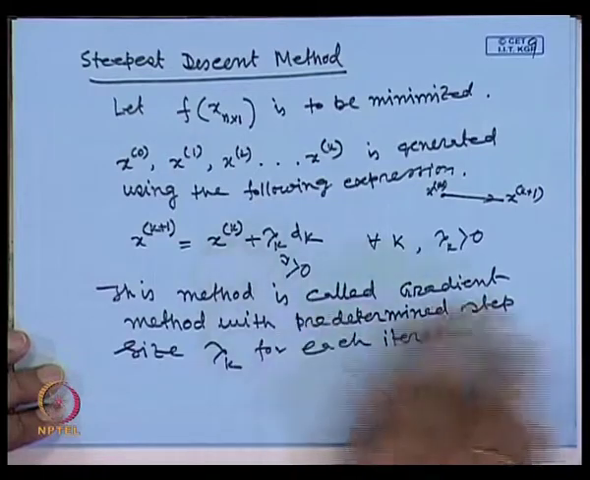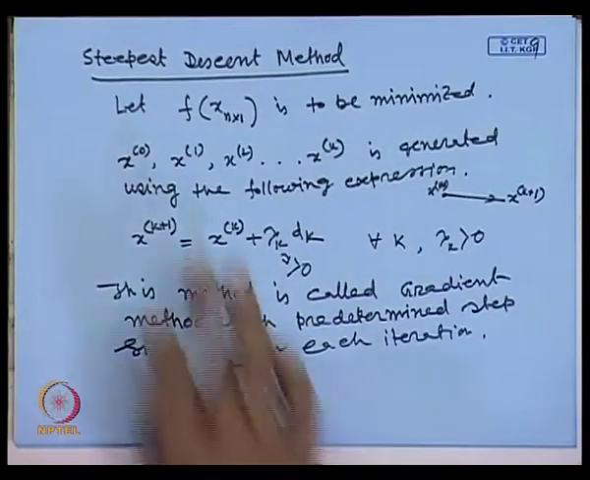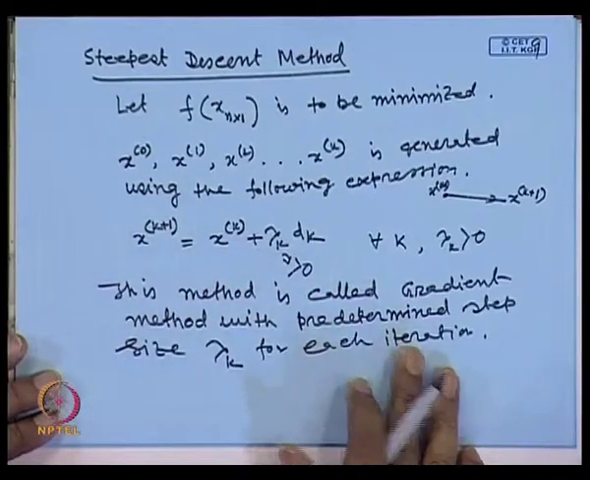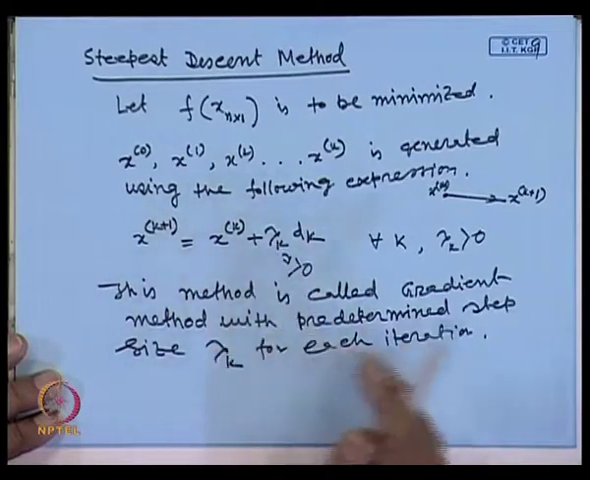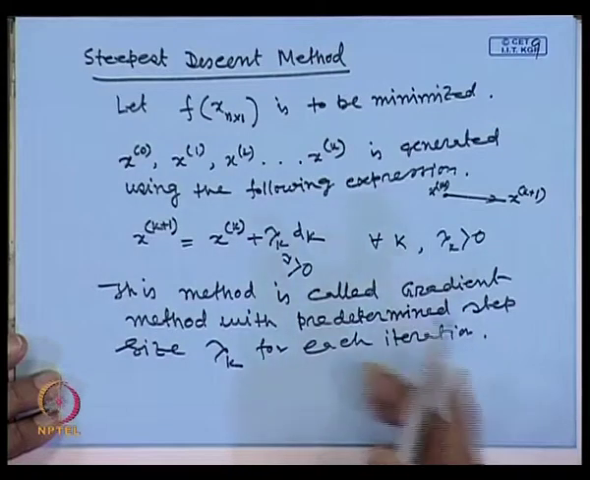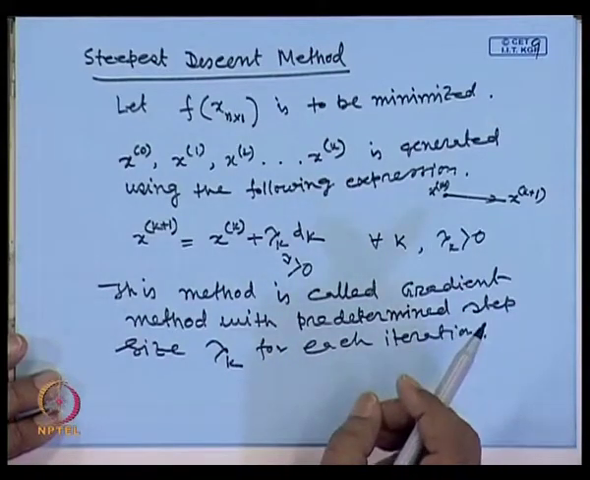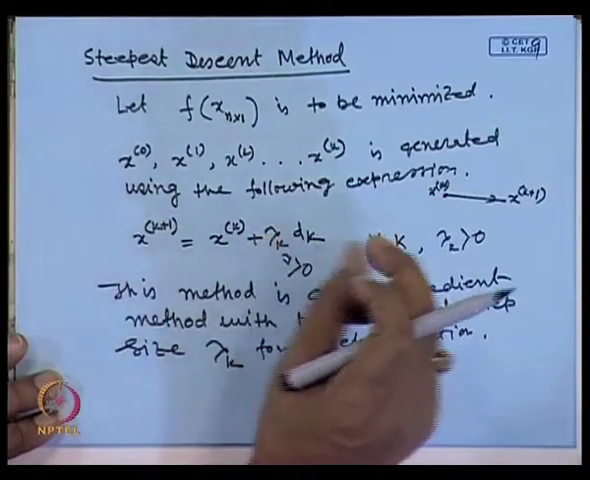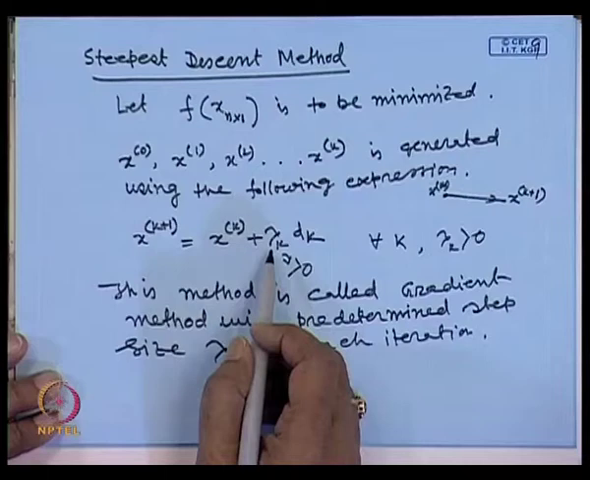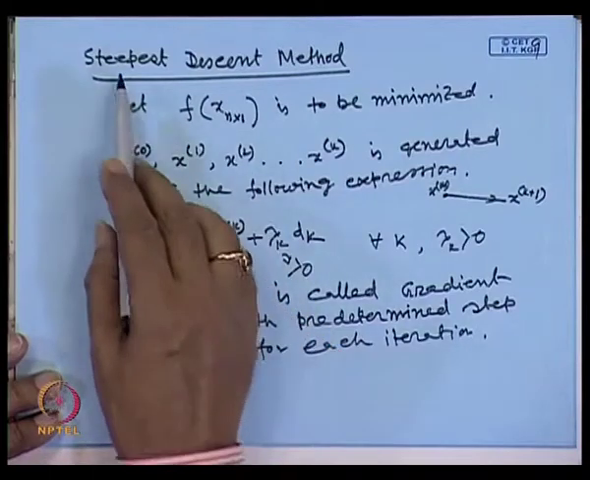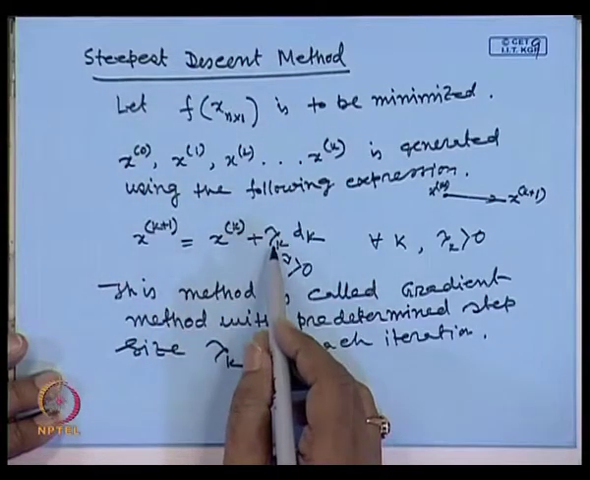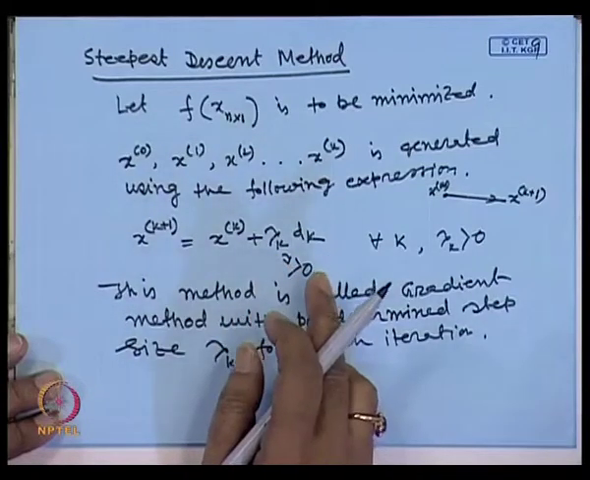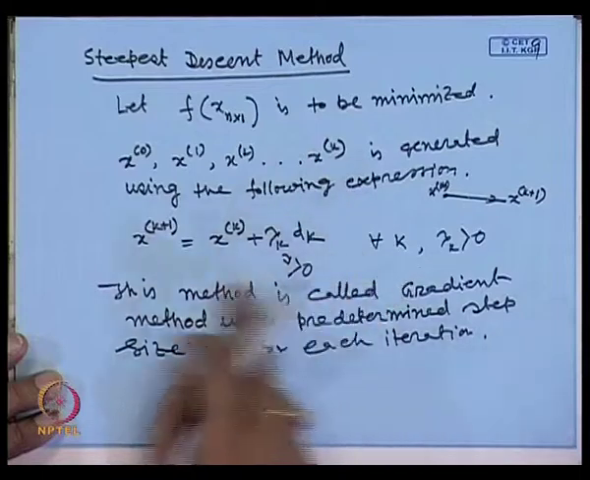So, that is the gradient method. Now, the steepest descent method is just an extension of the gradient method. In the gradient method, we have fixed the lambda k, which is nothing but a step size. We move in the descent direction, but what step size do we move with? In the steepest descent method, lambda k, the step size, is optimized at each iteration.